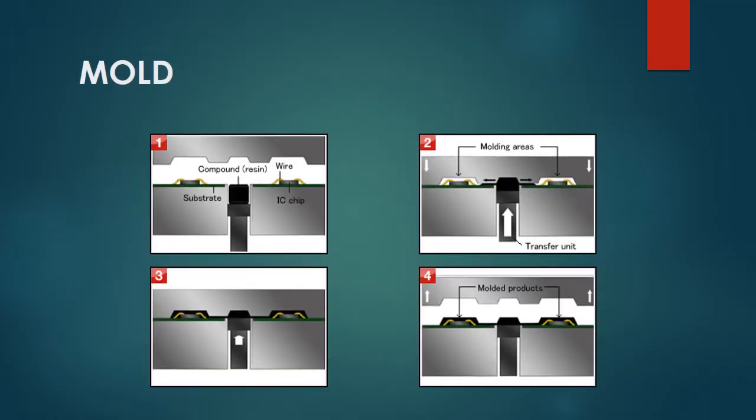Now let's take a look at the process of molding. These are some of the pictures of how a semiconductor is molded. The process of molding is used to encapsulate components in a plastic material to protect the ICs, or the integrated circuits, of a semiconductor.